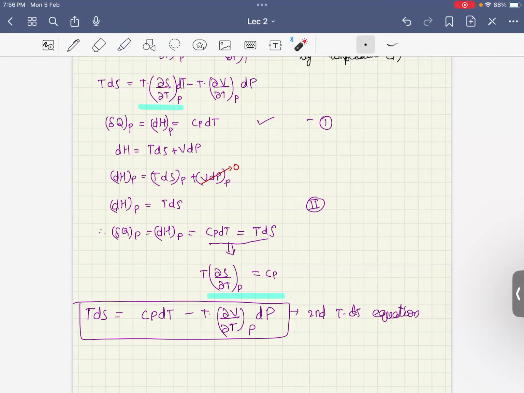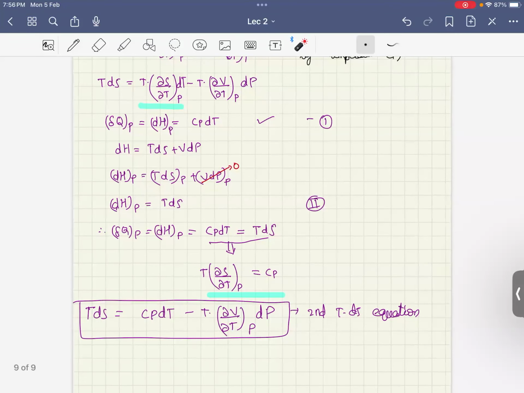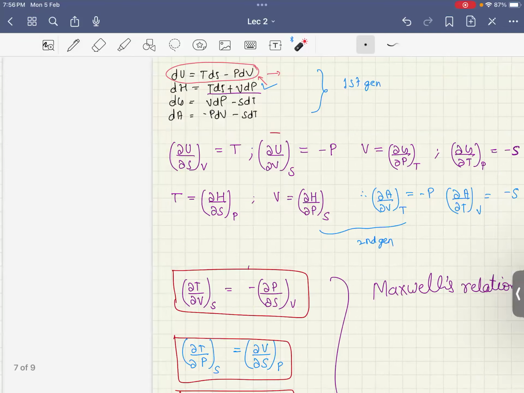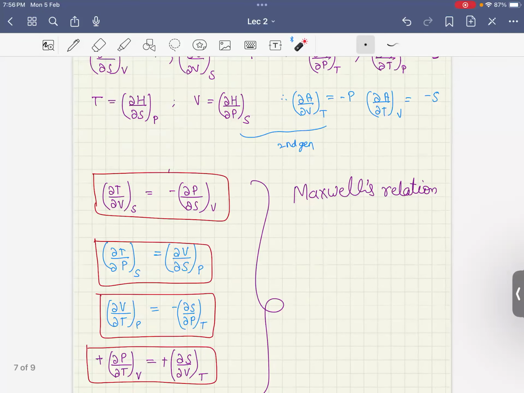Let us look whether we know all the things. We know Cp, yes. Temperature, yes. Volume, yes. Temperature, pressure, everything. Okay, Cp dT. So now again we will write all these things. Let me just write this again.